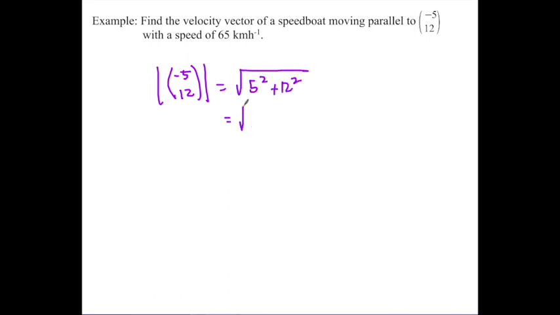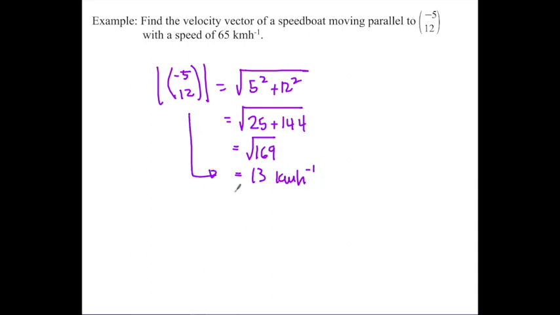Ms. Carter, do you know the squares of these numbers? 25 and 144. That would be 169, which gives us 13. So that means at the moment our magnitude is 13 kilometers per hour. So this actually is not fast enough. We want to have a speed of 65 kilometers per hour. So the magnitude is not correct, what we're looking for.